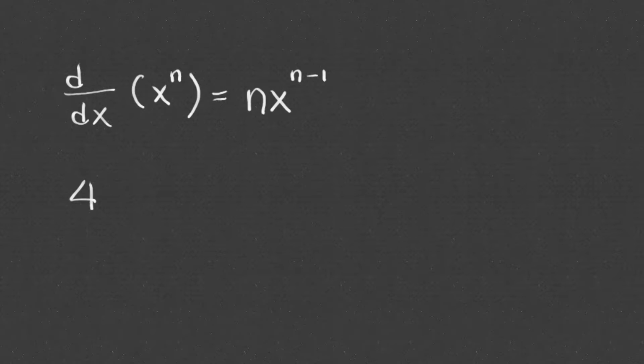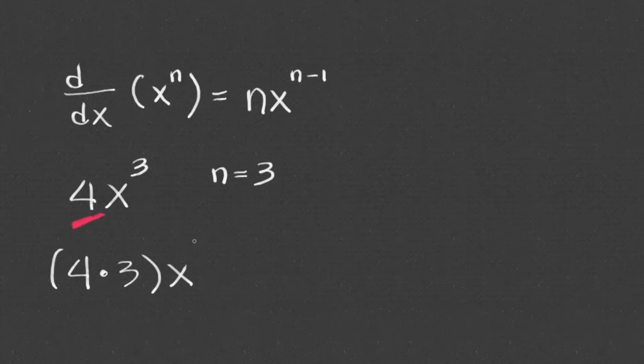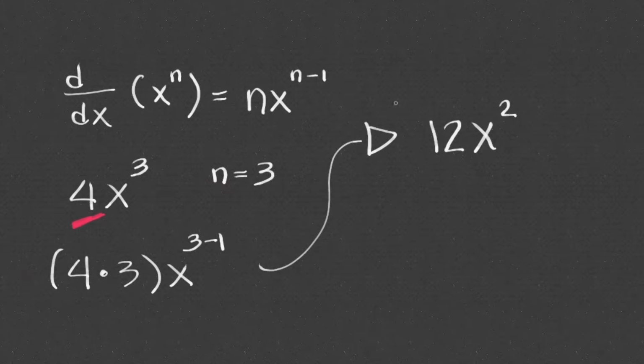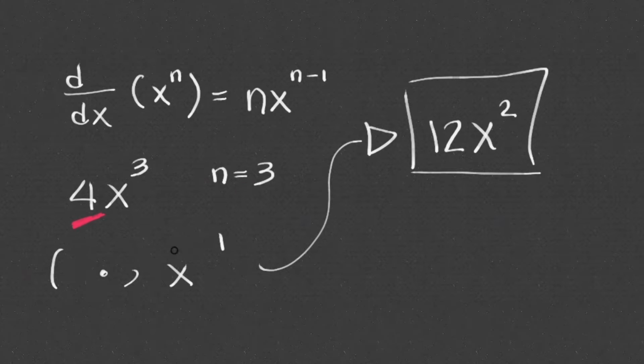Next example is 4x cubed. So the n is the exponent of x, which is 3, and you multiply it to the constant 4. So it will become 4 times 3 times x raised to the n minus 1. Therefore, the answer is 4 times 3 is 12 times x raised to 3 minus 1, which is 2.